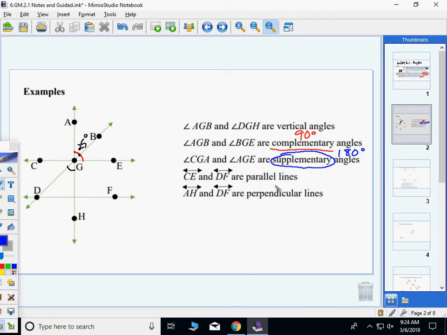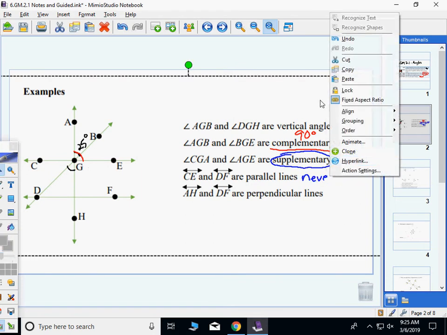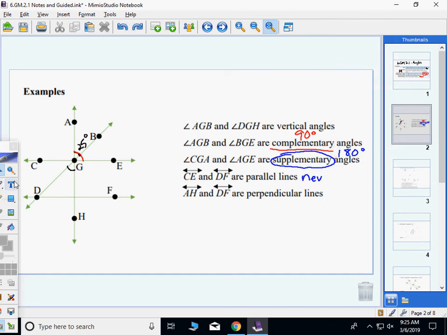We also have to know about parallel lines and perpendicular lines. Parallel lines are lines that never cross. So they're like your railroad track lines, okay? They never cross, they're parallel, they never intersect at all. So if I'm looking at CE, line CE is this one, and then line DF directly under it, they are parallel to each other. That means they never cross. They never cross.